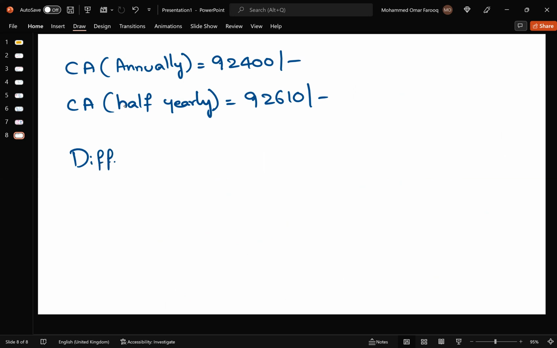So the difference is equal to, you subtract smaller from bigger, 92,610 minus 92,400, that equals 210. I hope you understood.